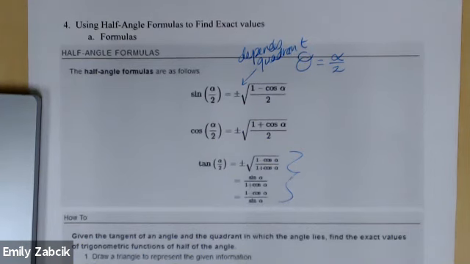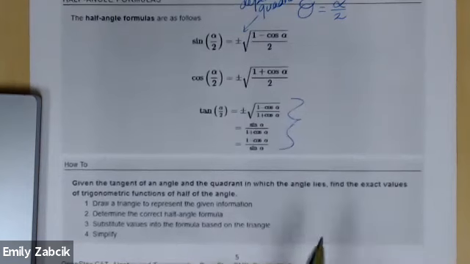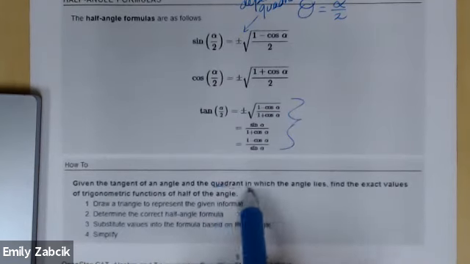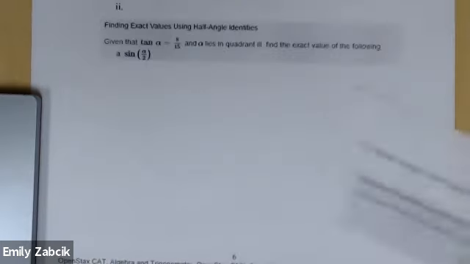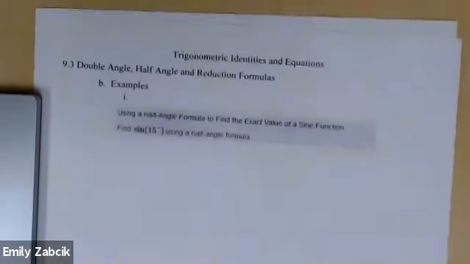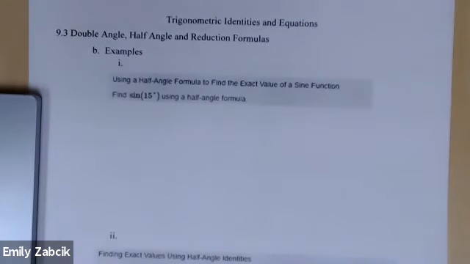Okay, so we talked about this last time, and then we talked about some techniques on how to do it. Given the tangent of an angle and the quadrant that it is in, find the exact value of trig functions of the half angle. So you're going to draw a triangle. Hope you're not getting tired drawing triangles, because we're going to keep doing that. Determine the correct half angle formula, substitute, and simplify. And so we covered this last time. And we went into this one, and this should be the one where we left off with. And so we'll just go ahead and work through it in case you don't have it. But I think we were able to finish it out last time.